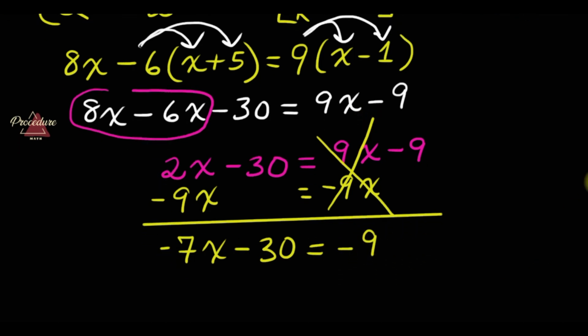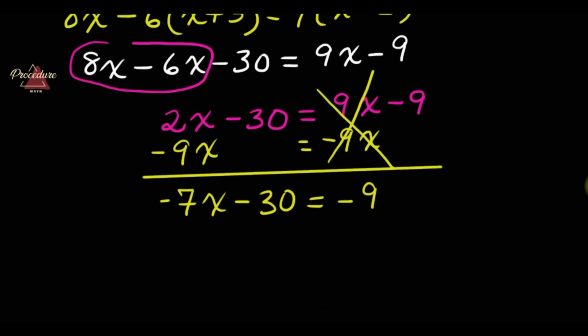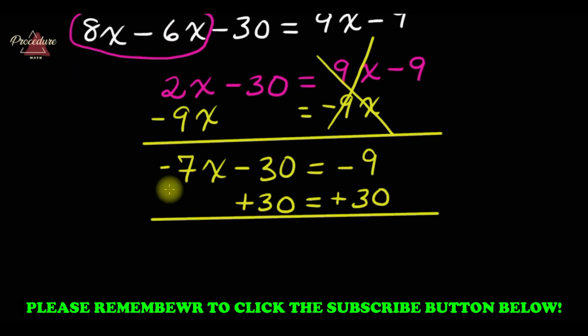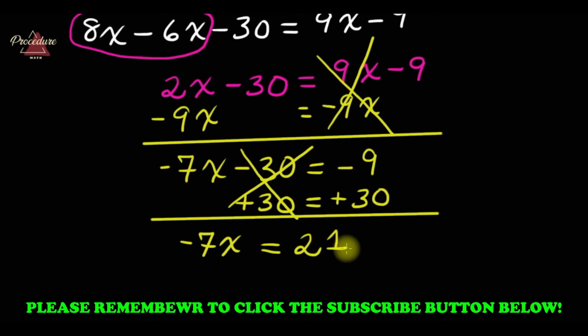And then we have to get the constant term to the other side. So get rid of the minus 30 by adding 30. So if I add 30 there, I gotta add 30 to this side. So I have negative 7x minus 30 with positive 30 is gone. So those add up to 0. And then this side, negative 9 with positive 30 is positive 21.